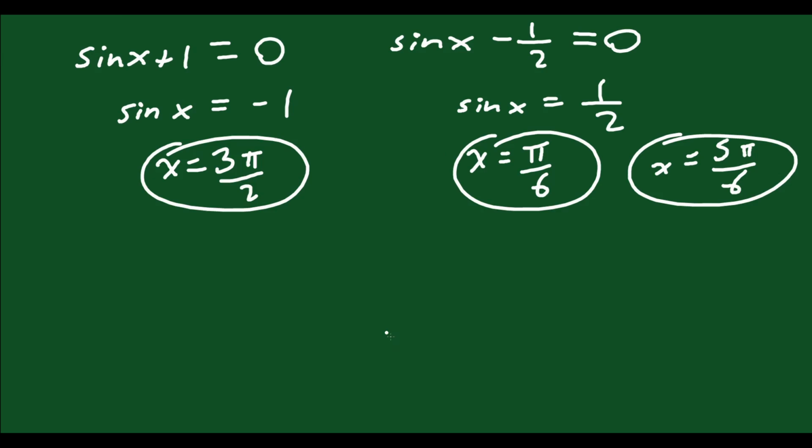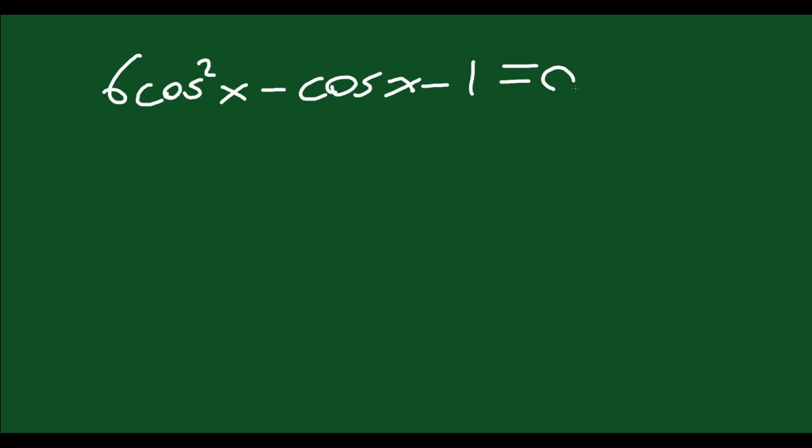Okay, let's do another example. Let's say you're told you have 6 cos squared x minus cos x minus 1 equals 0. And again, we're told that x has to be between 0 and 2 pi. So what do we do? Well, what you can recognize is that this looks a lot like a quadratic in standard form: 6 times something squared minus that something minus 1. Pretend cos of x is just x, and this would look exactly like a quadratic. So we have to factor this to get it to look like the last example.